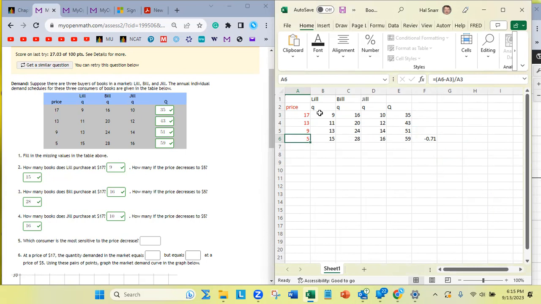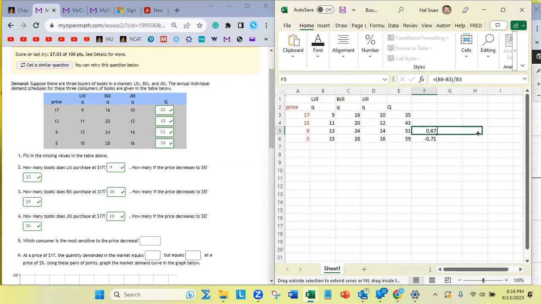How much does Lil's quantity demanded go up in terms of percentages? In order to calculate that, we have to get the quantity she demanded at 5. So at 5, she demanded 15. At 17, she demanded 9, right? So this is what she is demanding, this is what she was demanding, and we divide that by what she was demanding, 9. So when the price drops 71%, her consumption of that good goes up 67%, right?